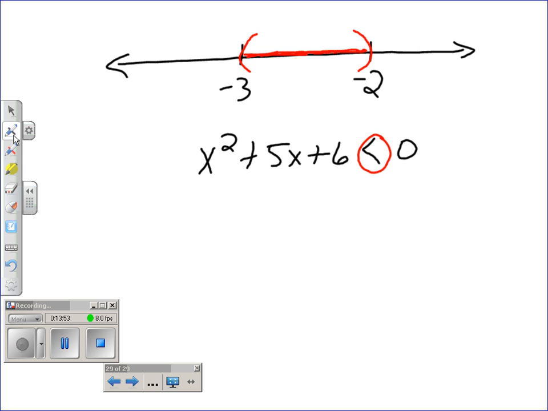So now let's write our answer in interval notation. What are we going from? We are going from -3 over to -2. Are the numbers themselves included? No, they're not. So we use parentheses.